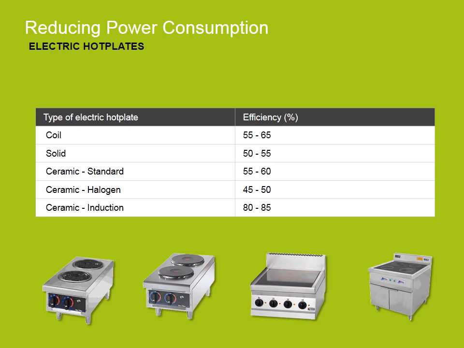Advantages also include very fast cooking, immediate response, and precise temperature control. Disadvantages include a higher cost both in the expense of the cooktop and the need for special cookware with iron bases. The table here shows the average efficiency of these hot plates. Induction hot plates at 80 to 85% efficiency are significantly more efficient than standard, halogen, solid, and coil models.